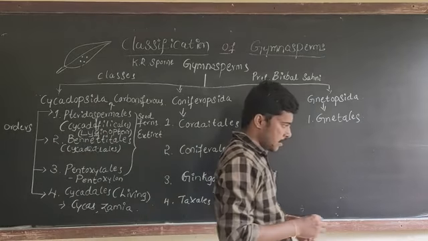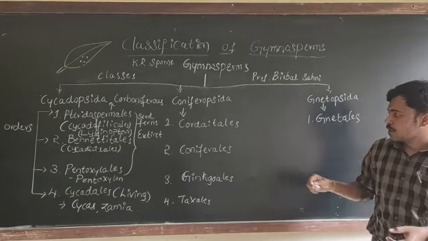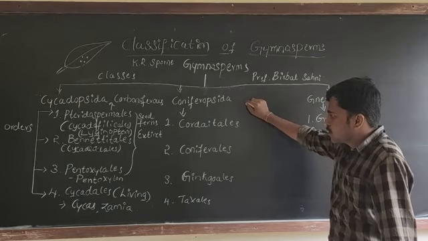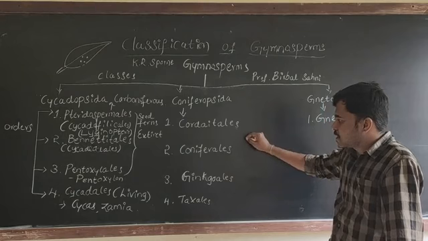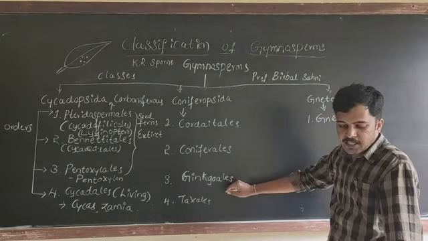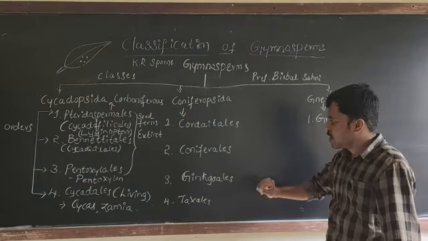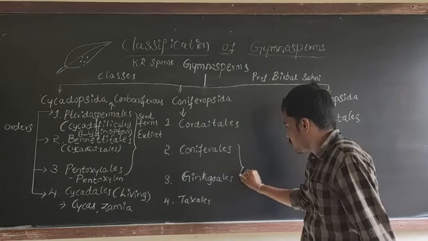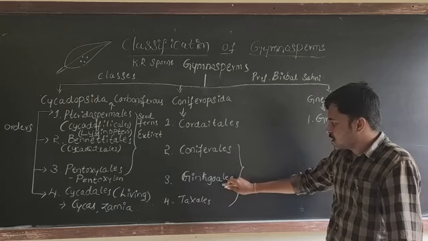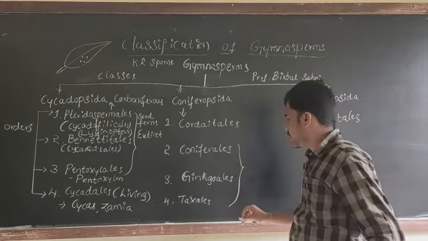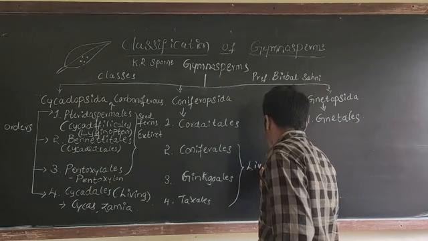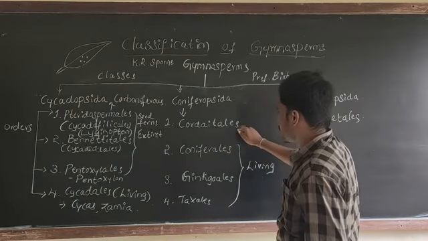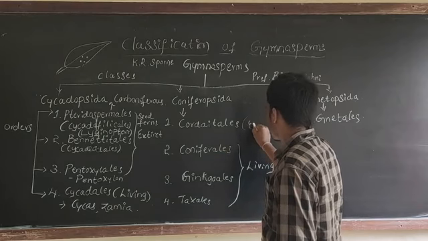Next, if you look at the class Coniferopsida, it is again divided into four orders: Cordaitales, Coniferales, Ginkgoales and Taxales. Among these, Coniferales, Ginkgoales and Taxales have living forms, and the plants which belong to the order Cordaitales are extinct.